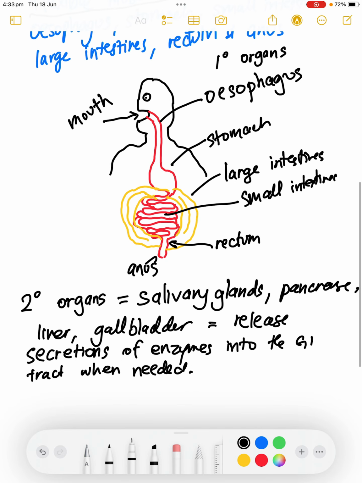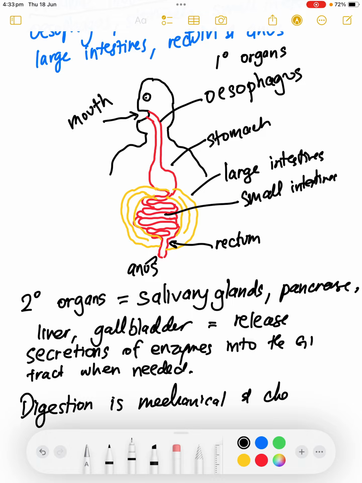Okay. Now, another thing with digestion, it is mechanical and it's chemical, okay? Most enzymes really drive hydrolysis too, and that just means you're adding water to split a large molecule into smaller ones as well, all right? So I'll just write here, digestion is mechanical and chemical as well, okay? Going on.